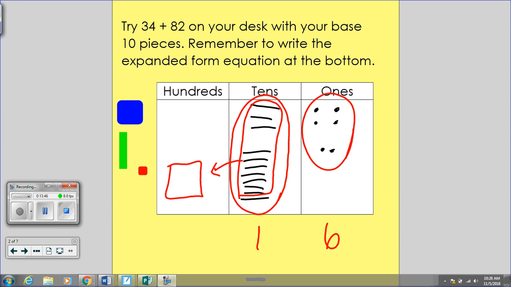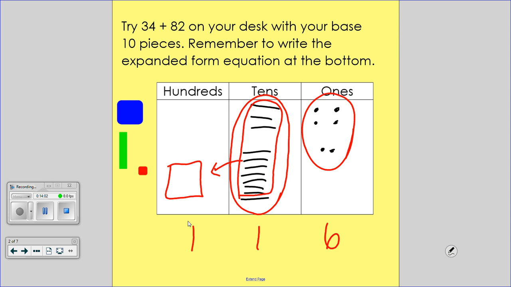Right, so we made our trade, and now we only have 1 tens rod left. But now we do have something in the hundreds. What do we got going on in the hundreds now? 100. So 34 plus 82 is equal to what? 106. Look at what you got going on. 116.